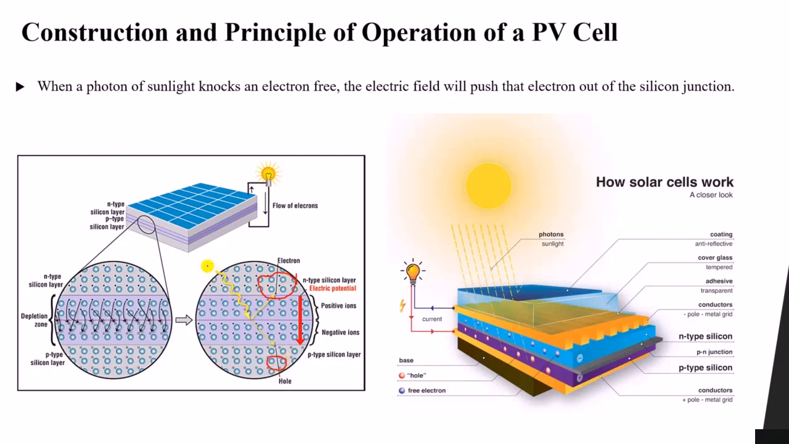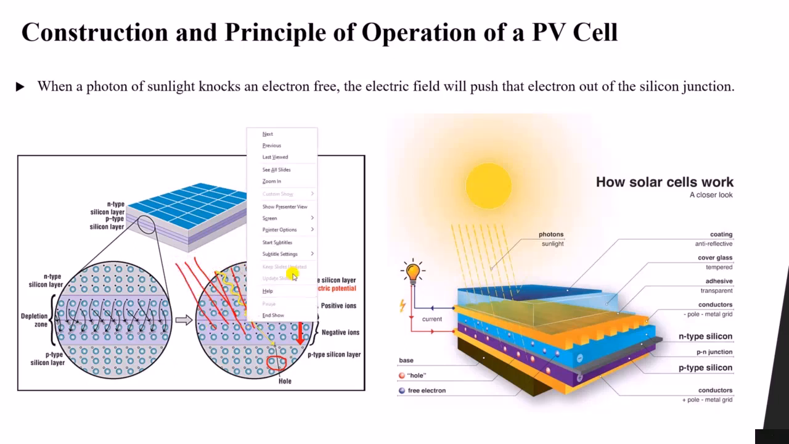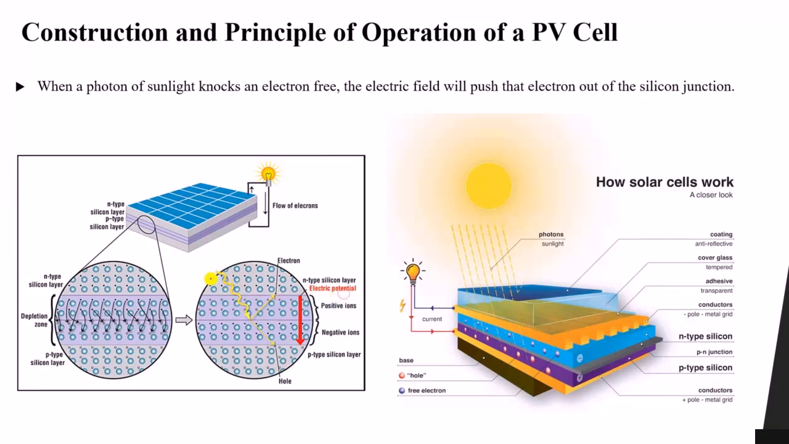So what will happen when we have lots of light falling? When we have a large amount of photons, electrons will have enough energy and we will have a larger number of holes. These holes will go here and electrons will go here. So in the n-type we will have a large number of electrons, and in the p-type we will have a large number of holes. So there will be a large potential difference between these two layers.